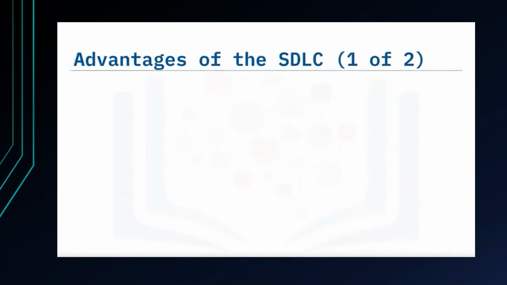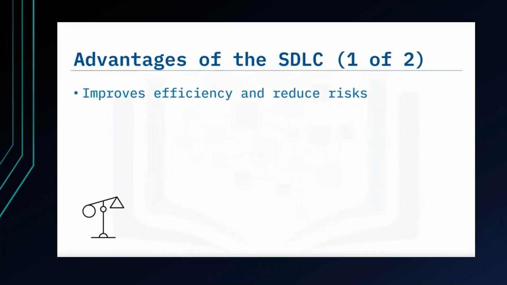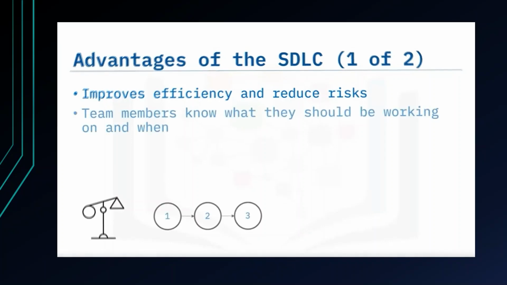There are some key advantages for businesses in following the SDLC. The first advantage is that it gives the development team a process to follow rather than using an ad hoc approach, to improve efficiency and reduce risks. Secondly, there are discrete phases to the SDLC. Each phase is well defined so that team members know what they should be working on and when. The phases of the SDLC will be discussed in another video.